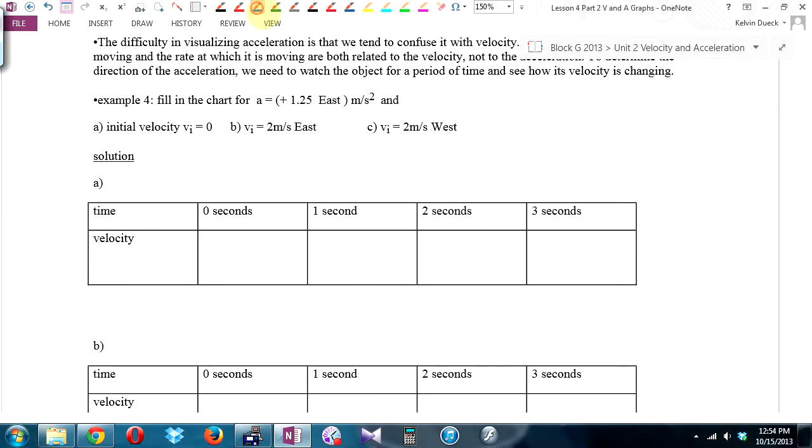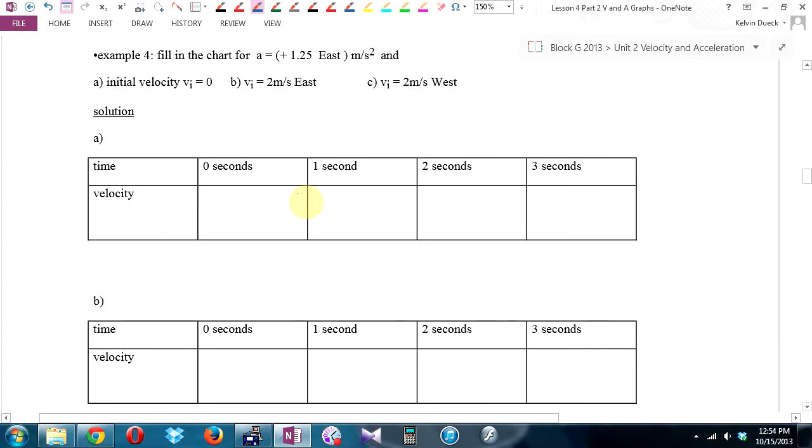Example 4 says, fill in the chart for an acceleration of positive 1.25 meters per second squared east and 3 different initial velocities. The first one we have VI equals 0. So at time 0, we're stopped. At time 1 second, what will our velocity be, magnitude and direction, if we're accelerating at 1.25 meters per second squared to the east? Can you see it? 1.25.